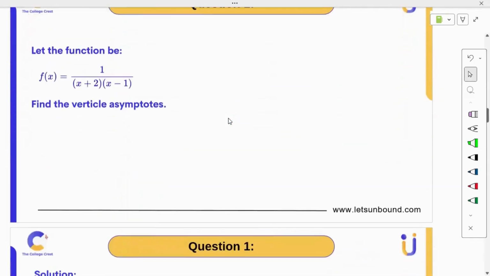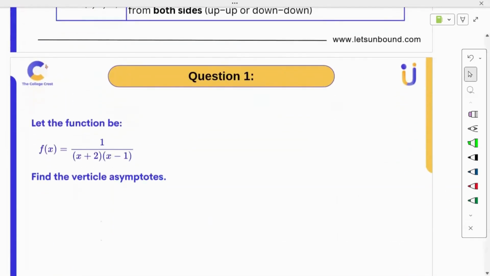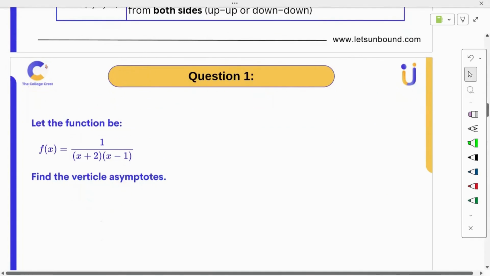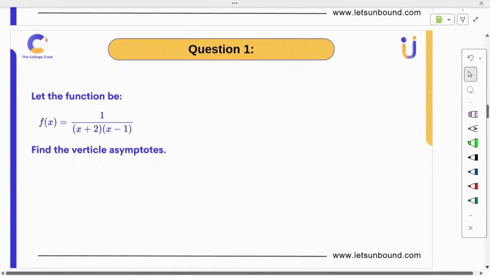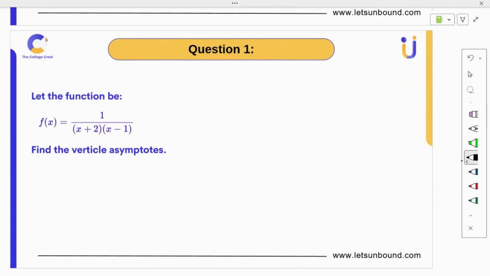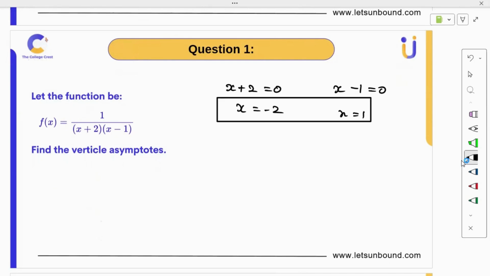Into the problem. Very simple problems, but this will be helpful in strengthening your conceptual skills. First the function is given, find the vertical asymptote. What is the first step? Simplify. It's already in simplified format, so you can directly set your denominator to 0. Whichever factors you have, you should set each to 0. x plus 2 is 0, x minus 1 is 0. x is equal to negative 2, x is equal to 1. These are the vertical asymptotes. Very simple.